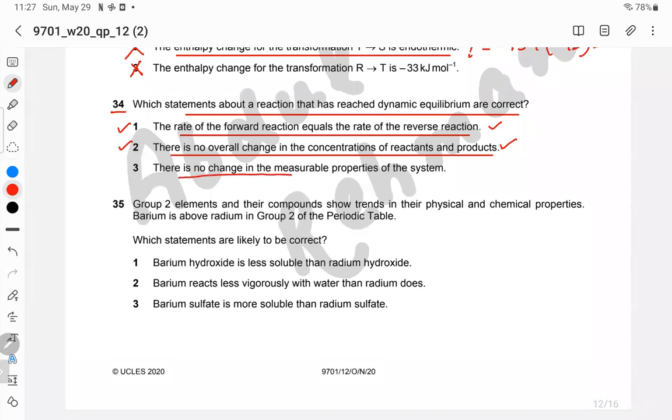There is no change in the measurable properties of the system. Yes, when there is a dynamic equilibrium, there is no change we are observing. So any measurable property of the system is not changed. It remains the same. So the third statement is also correct. So our correct answer is A. Is this understandable to everyone?